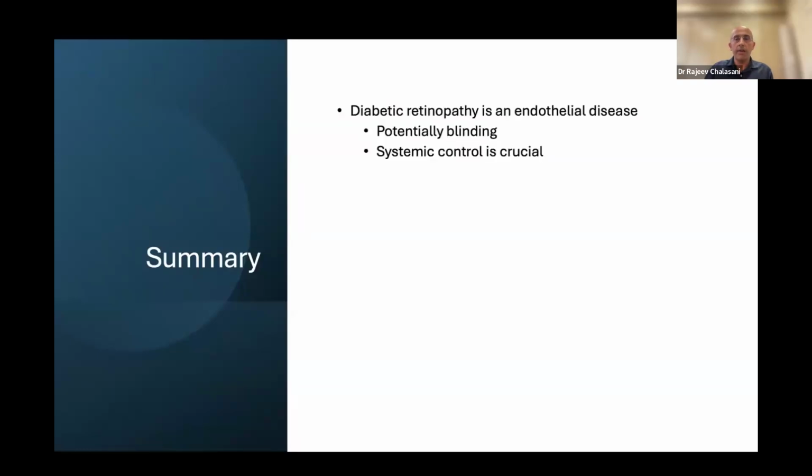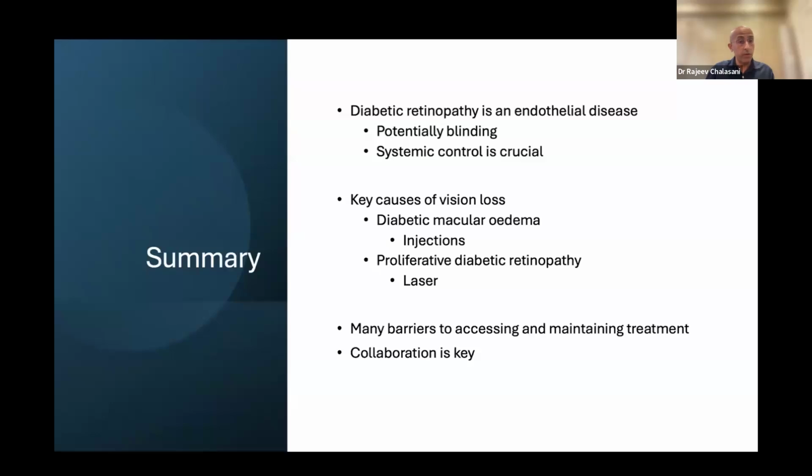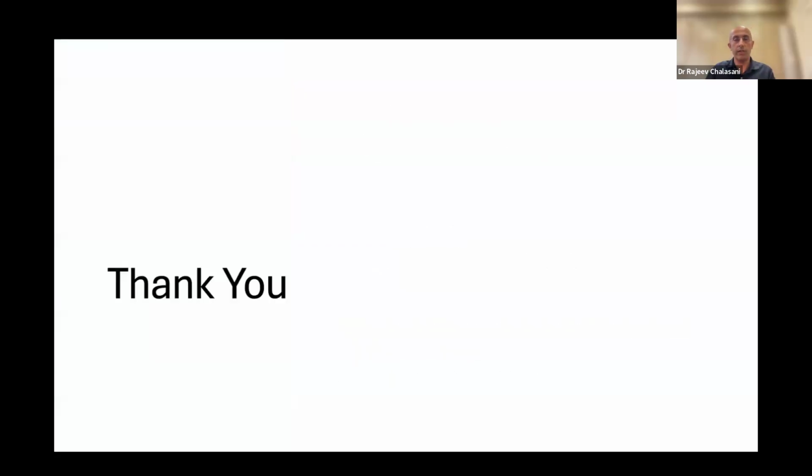So in summary, diabetic retinopathy, it's an endothelial disease, a disease of those cells that line the blood vessels in the retina. Untreated, it can be potentially blinding. Control of the sugars and cardiovascular risk factors is always the most important thing first before you get to the eye doctor, of course. There are those two main key causes of loss of vision in the eye, diabetic macular edema, which we treat with injections, and proliferative diabetic retinopathy, which we treat with laser. We've gone over the barriers to accessing and maintaining treatment. Collaboration with all of you is really important, and of course, patient support services are crucial in my opinion. So thank you very much.